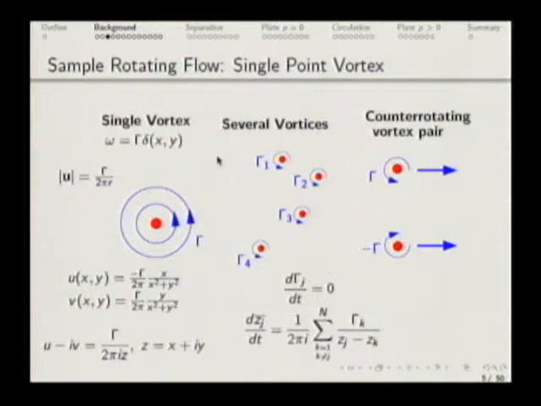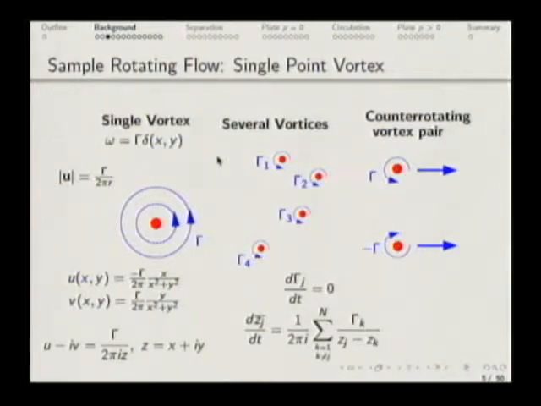So simple rotating flows: a single point vortex corresponds to a delta function of the vorticity. The velocity field is given in Cartesian coordinates. Here it's convenient, for these vortex sheet applications, to write it in complex form. If you have a point vortex with circulation gamma, the complex velocity is gamma over 2 pi i z, and the velocity decays like 1 over r.